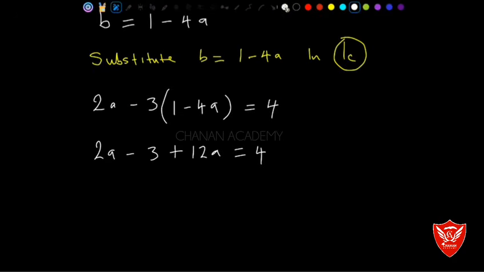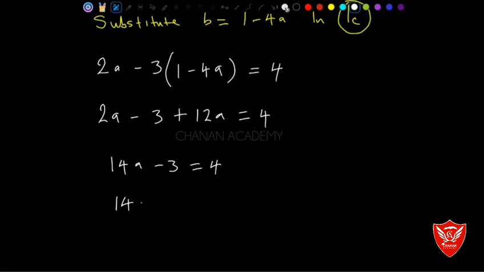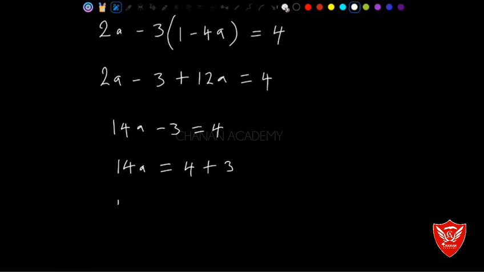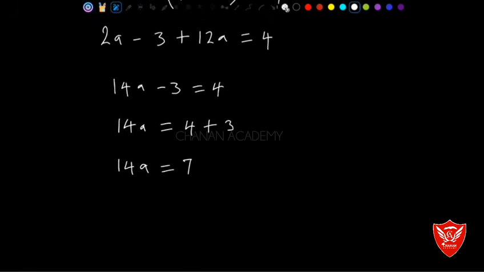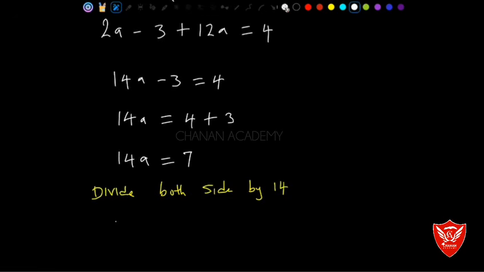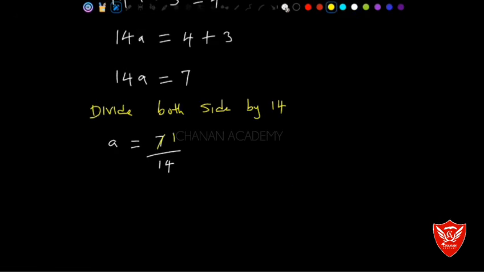Now this is going to be 2a plus 12a, that will be 14a minus 3 equal to 4. Therefore, we're going to have 14a is equal to 4 plus 3. Therefore, 14a is equal to 7. Now, we're going to divide both sides by 14. If you divide both sides by 14, you're going to have a equal to 7 over 14. So 7 into 7, 1, 7 into 14, 2. So a is equal to 1 over 2.